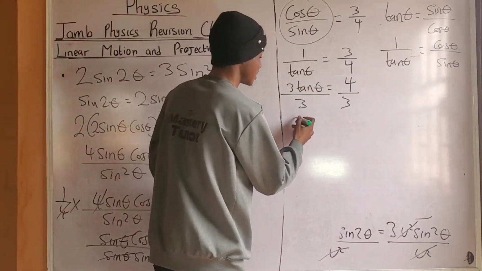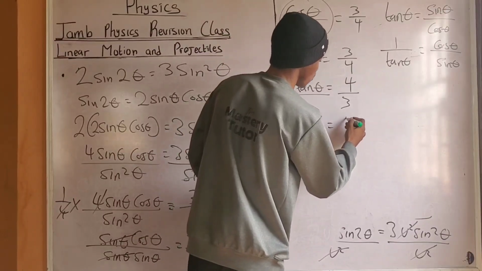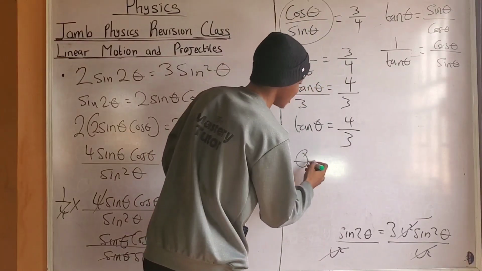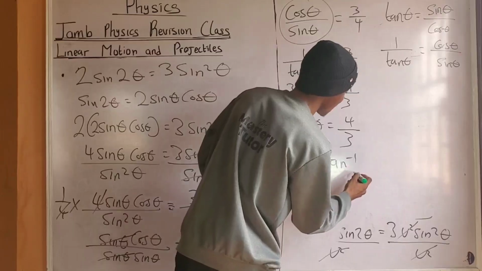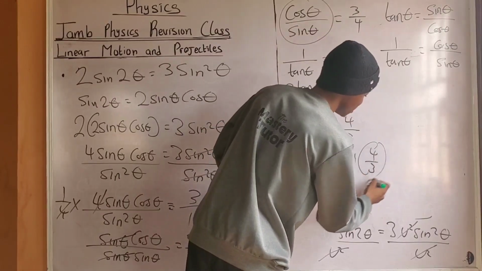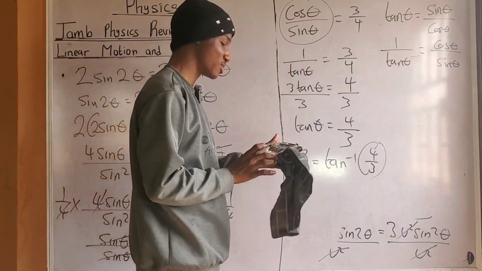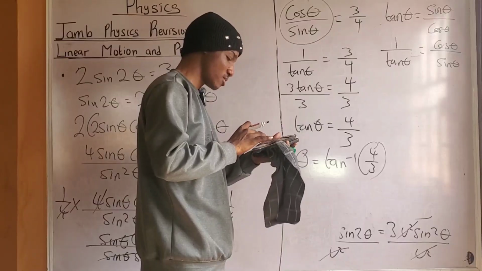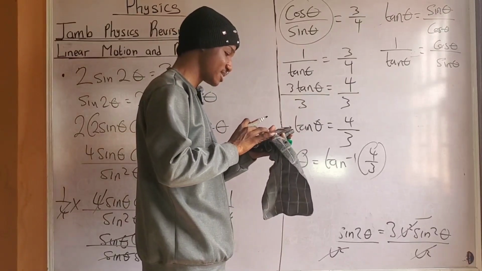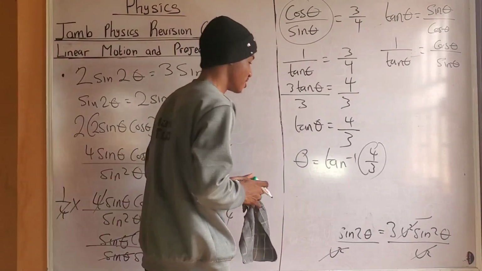That will give me tan theta equals 4 over 3. Theta equals the tan inverse, arctan 4 over 3. What is 4 divided by 3? Point your calculator. 4 divided by 3. That is 1.33.